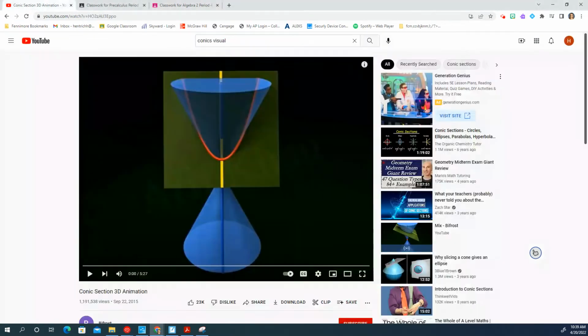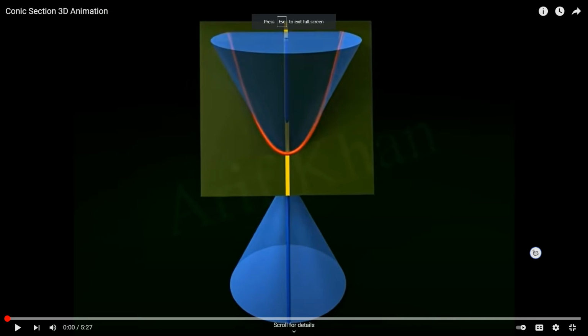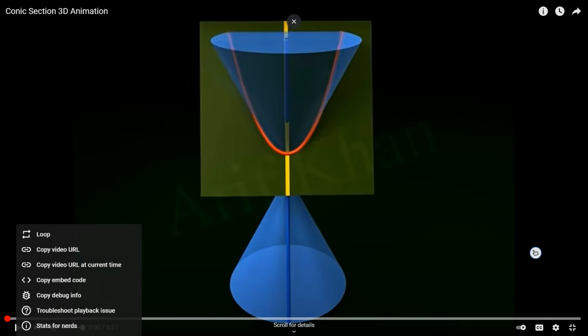She does talk about some good vocab, but there's some vocab in here that you don't need to know. So just listen. It's more for the visual part of this. I actually don't know if my volume's up, so we'll just try this. Okay, so you see my right circular cone here. It's a good visual for intersecting a plane, and you can see the different conic sections that are formed.